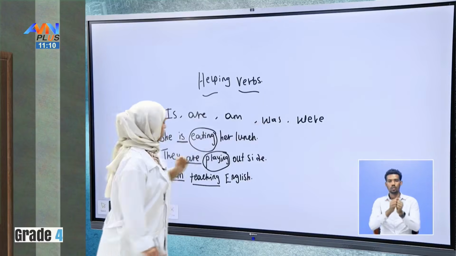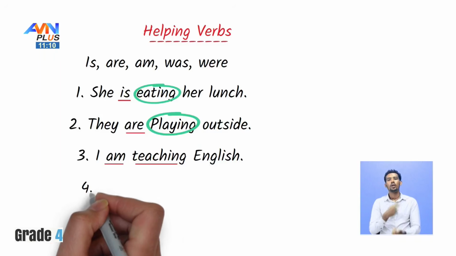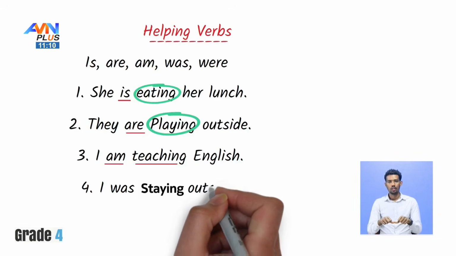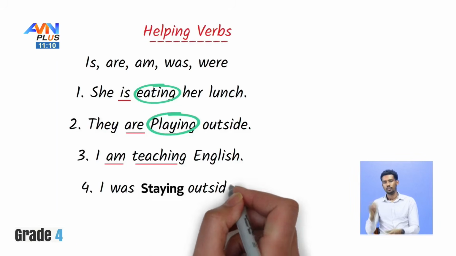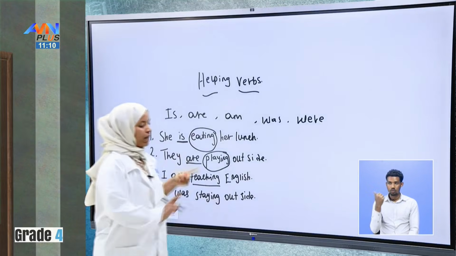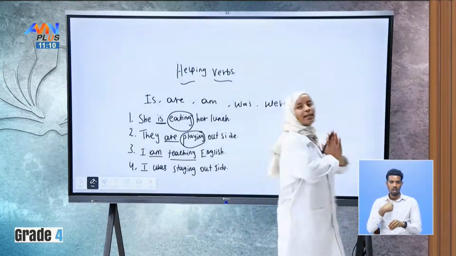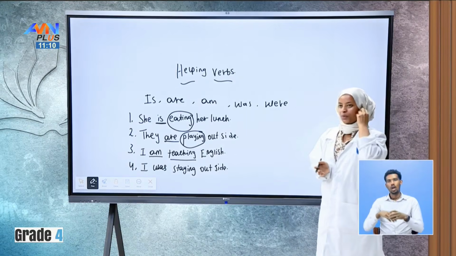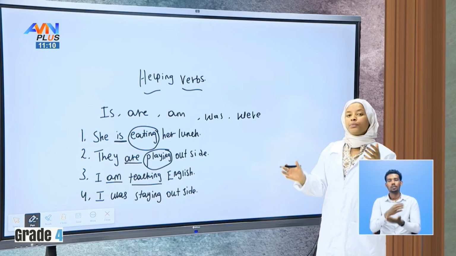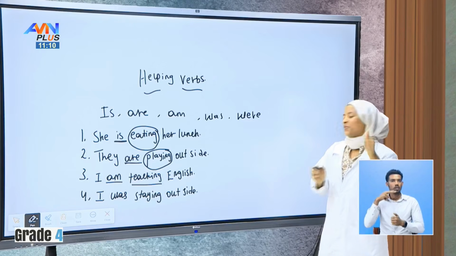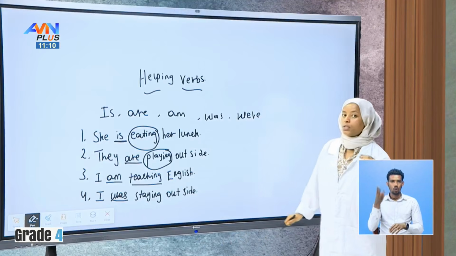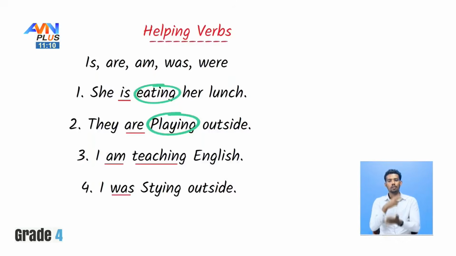Was and were also. I was staying outside. Look at this example, students. I was staying outside. Which one is the helping verb? Which one is the main verb? Bravo. Underline was, as a past continuous tense. And staying.